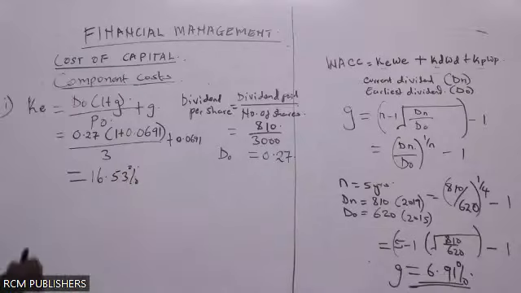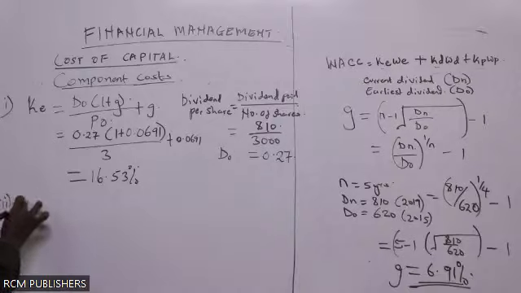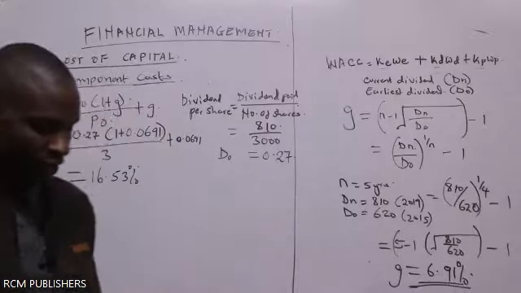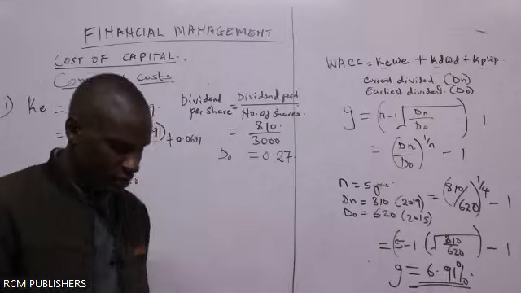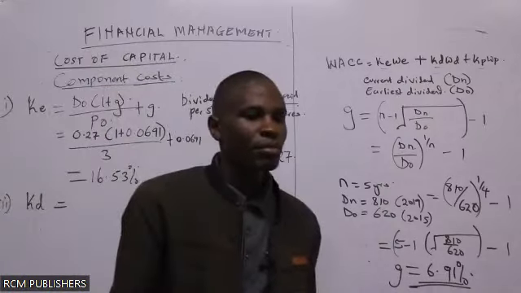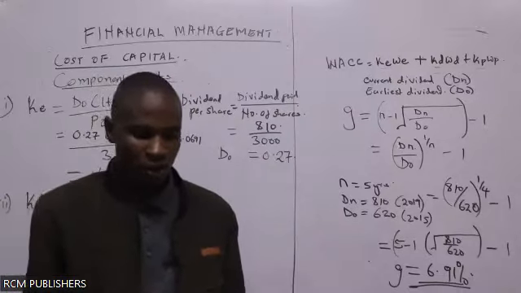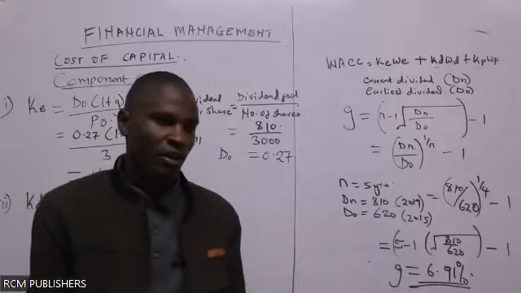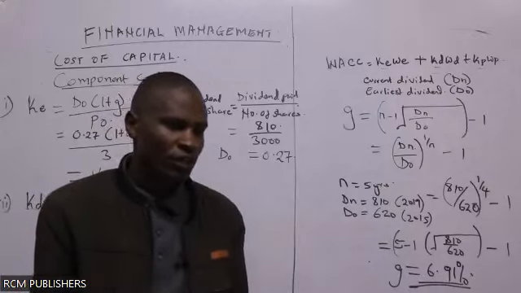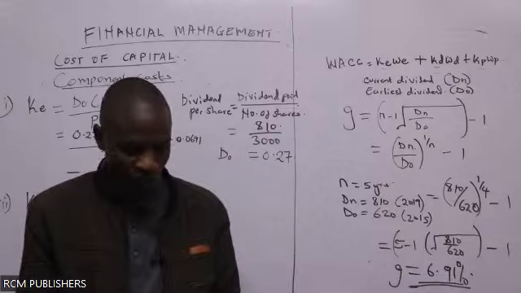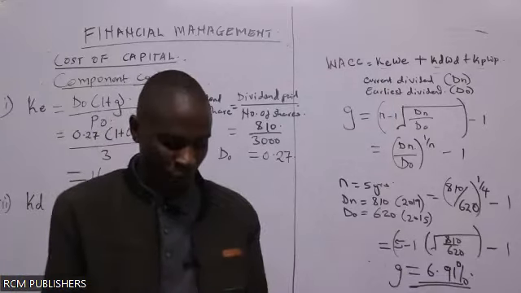16.53%. And then the cost of debt, our component cost number 2, is cost of debt. That is our KD. And this is the KD for the redeemable. The KD for the redeemable. I hope that you remember the formula of getting it. Yasin is still getting the same. Thank you very much. Hopefully the others will check what we have there.